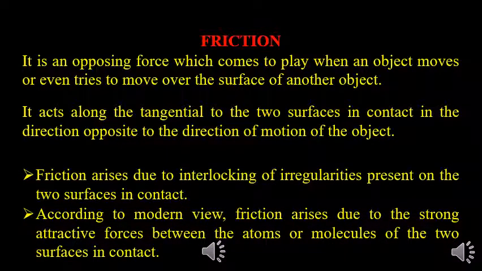Friction arises due to the interlocking of irregularities present on the two surfaces in contact. According to the modern view, friction arises due to the strong attractive forces between the atoms or molecules of the two surfaces in contact.